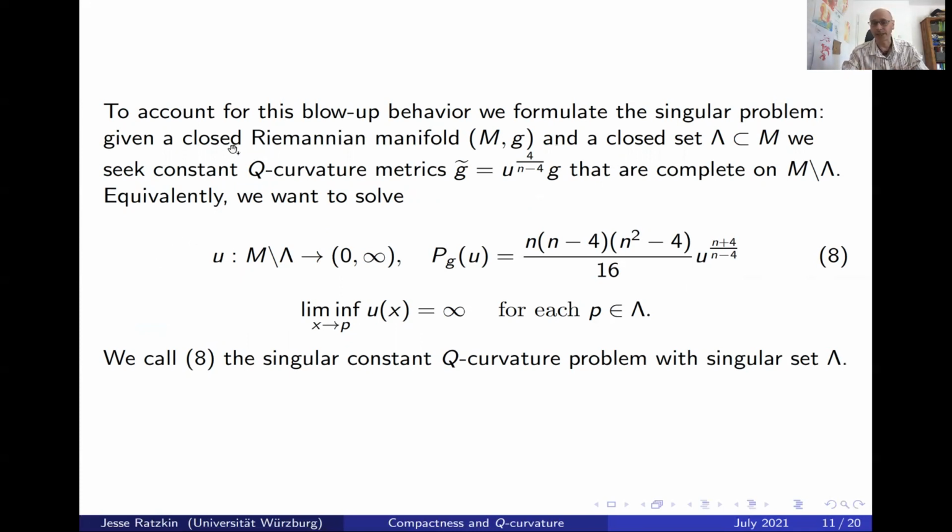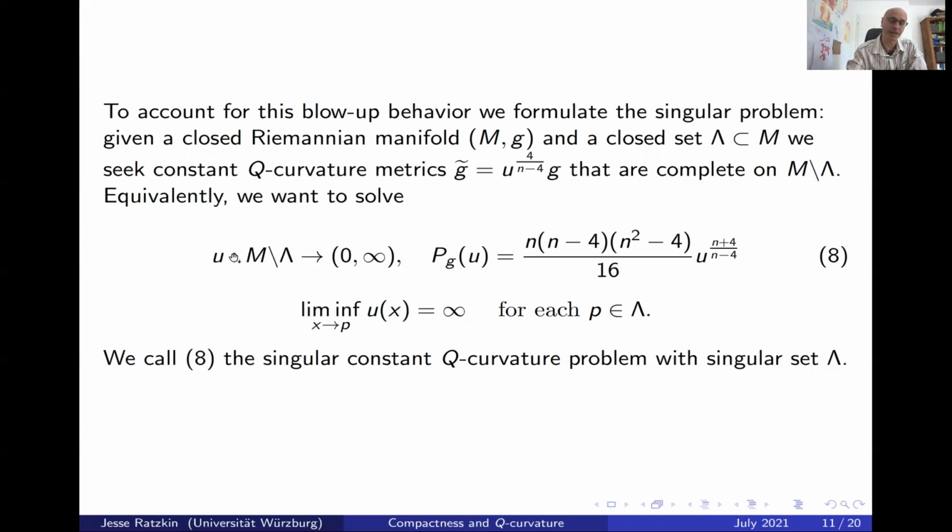So what is the setting? I start with a closed Riemannian manifold, a compact Riemannian manifold without boundary, (M, g). And I take a relatively closed set, capital Lambda. And what do I want? I want a constant Q-curvature metric g tilde, which is conformal to my original metric. And I want this metric to be complete on M minus Lambda.